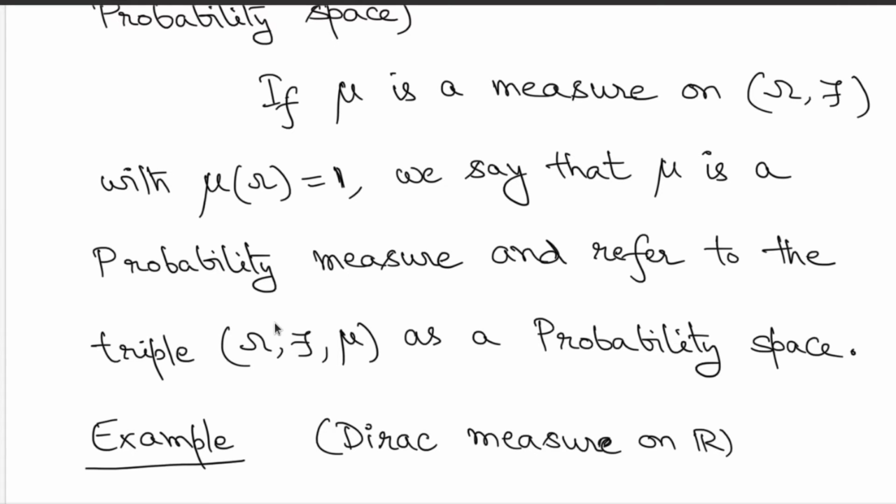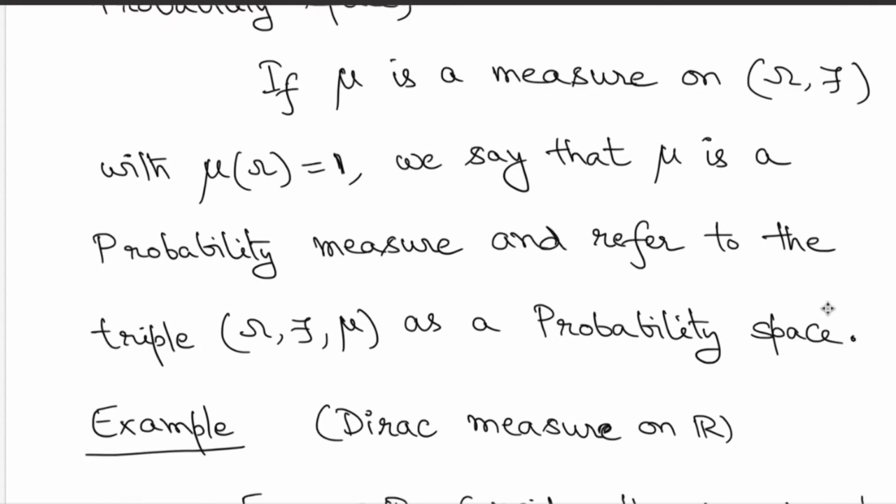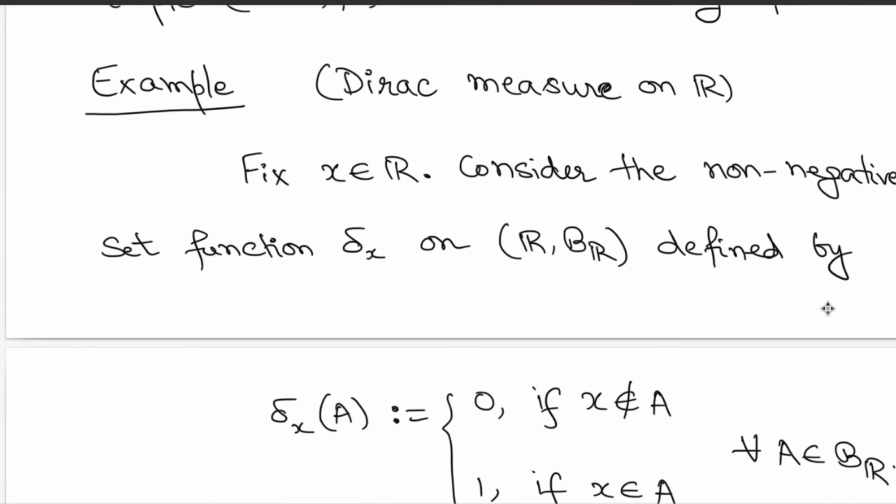Now as soon as we make the definition, it's a good idea to look at some basic examples. The first example, and this is a very important example in fact, as we shall find out, is called the Dirac measure on the real line.